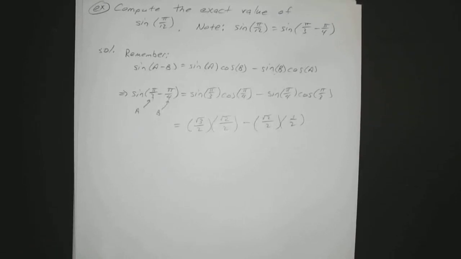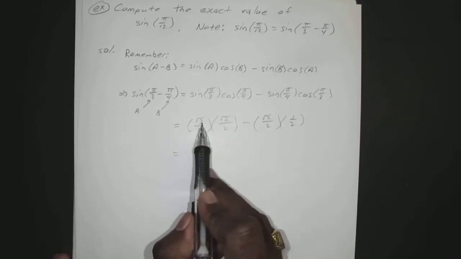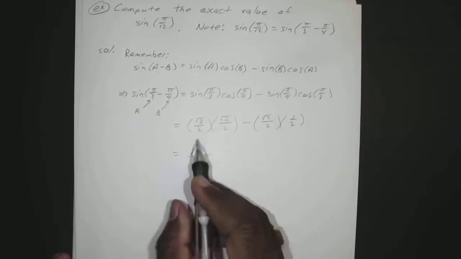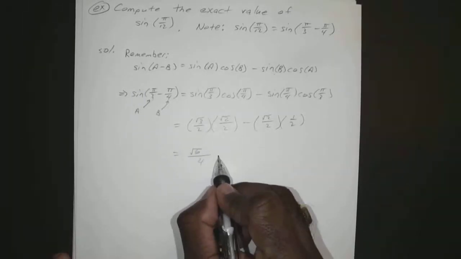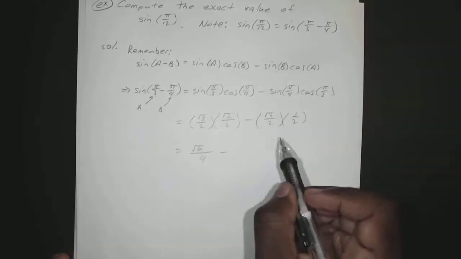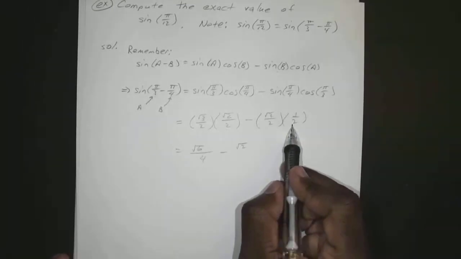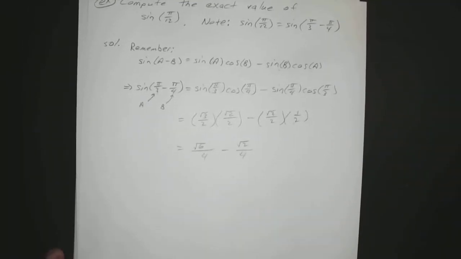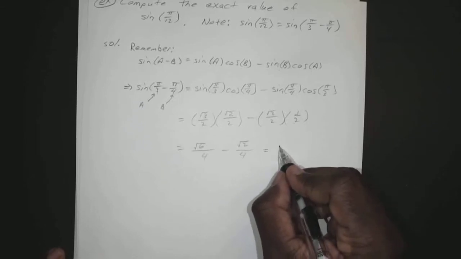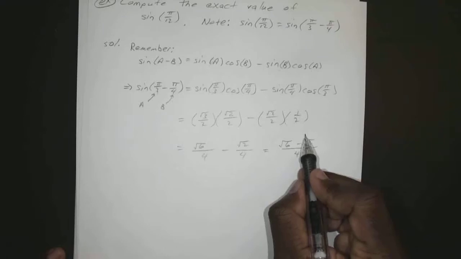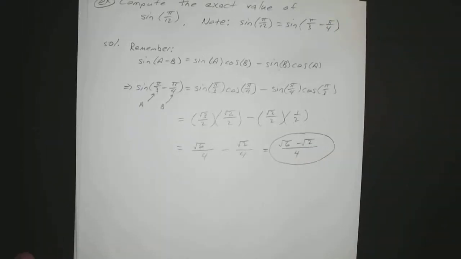Okay. So now we just multiply everything together and simplify it the best we can. Okay. So square root of 3 times square root of 2 is square root of 6. 2 times 2 is 4. Minus square root of 2 times 1 is square root of 2 over 2 times 2, which is 4. Okay, so the best we can do here is square root of 6 minus square root of 2 divided by 4. And that would be your exact answer.